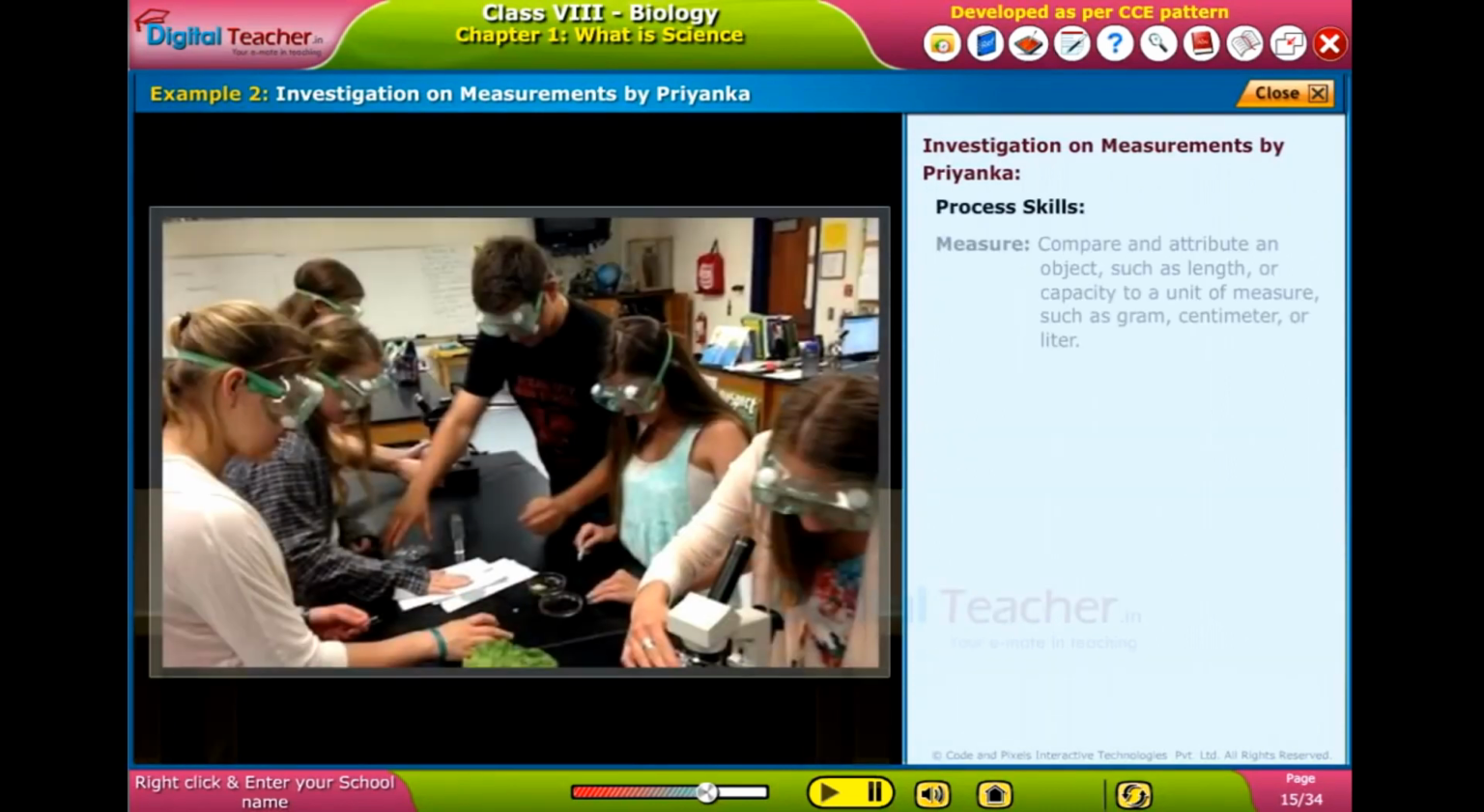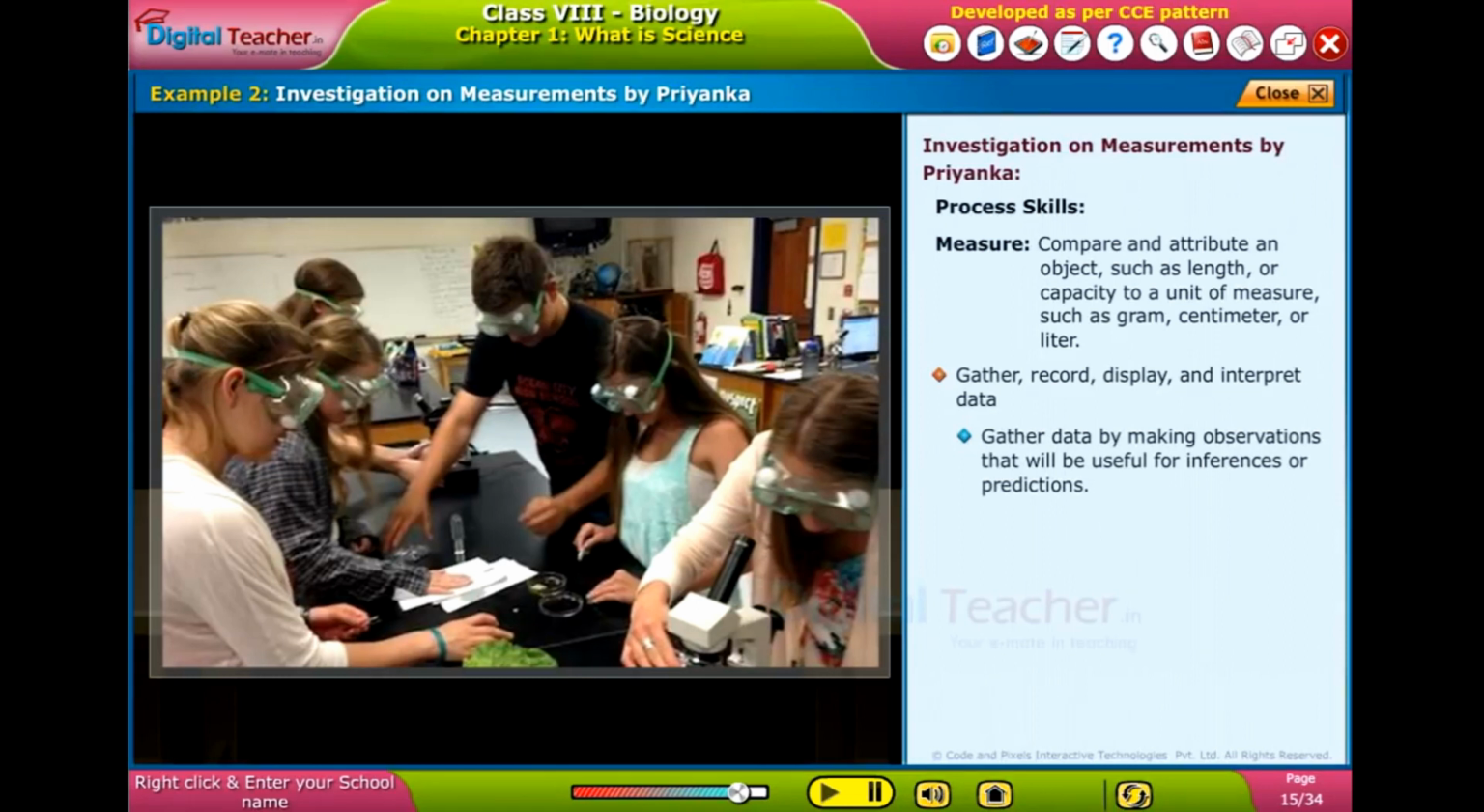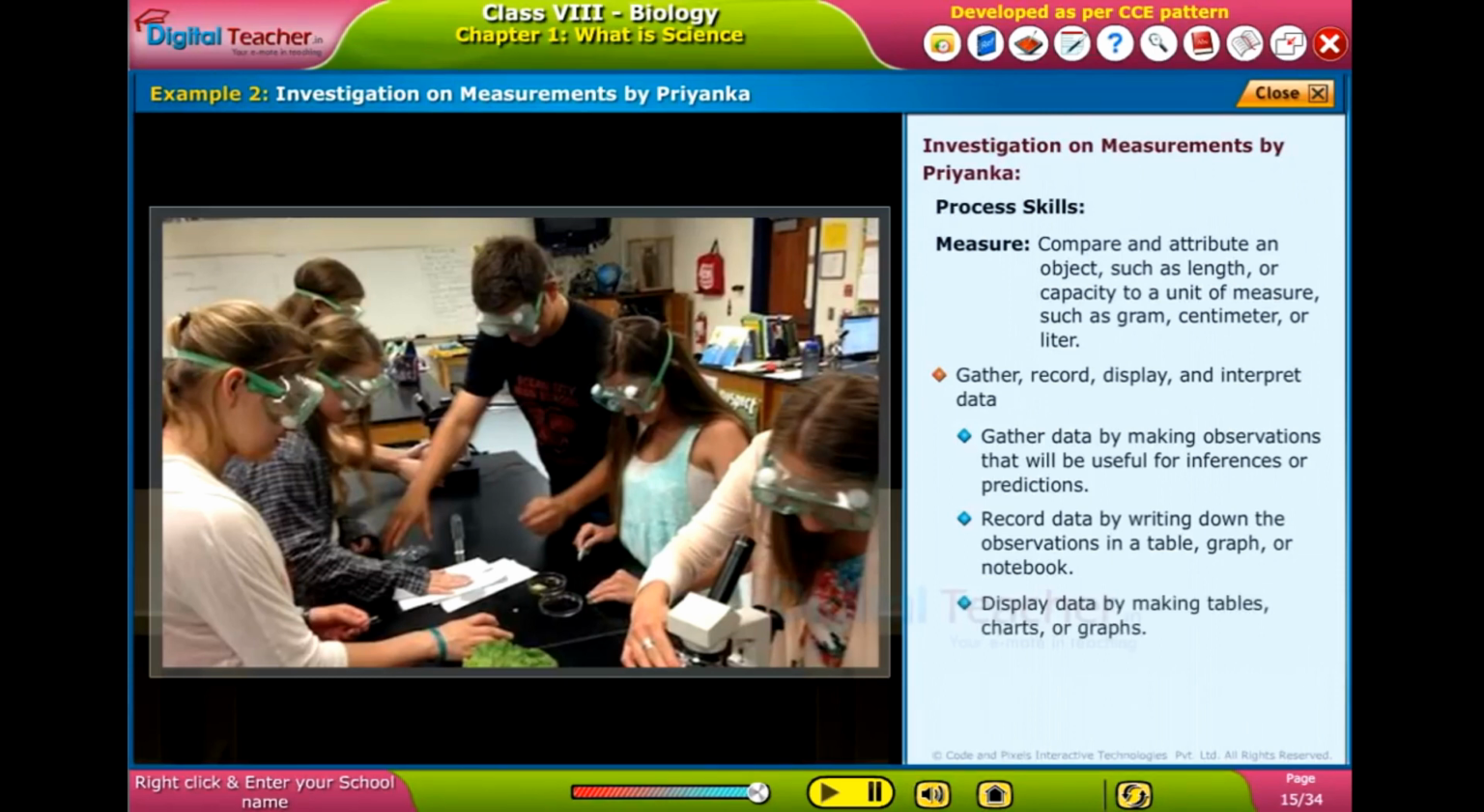Process skills. Measure: compare and attribute an object such as length or capacity to a unit of measure such as gram, centimeter or liter. Gather, record, display and interpret data. Gather data by making observations that will be useful for inferences or predictions. Record data by writing down the observations in a table, graph or notebook. Display data by making tables, charts or graphs. Interpret data by drawing conclusions about what the data shows.